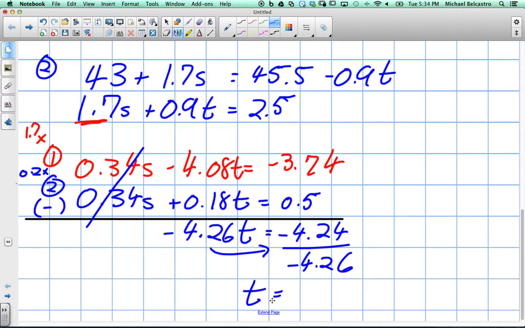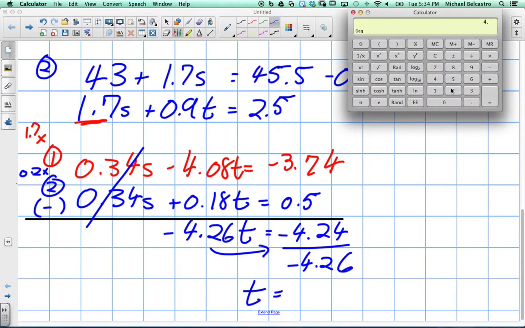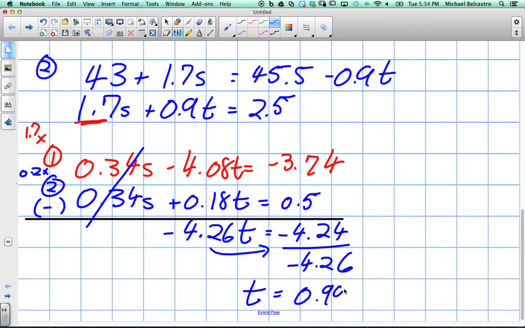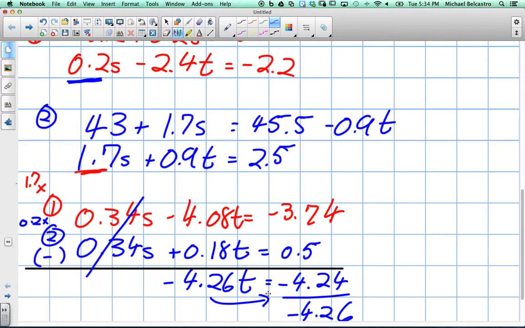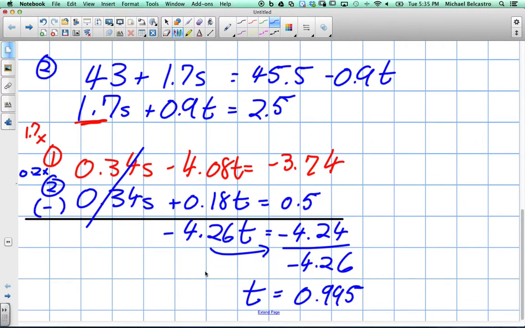What did they give us? I'll check also. 4.24 divided by 4.26. 0.995. Okay, so now that we have this t value, we can plug it into equation 1 or equation 2, and that should help us solve for the other variable.